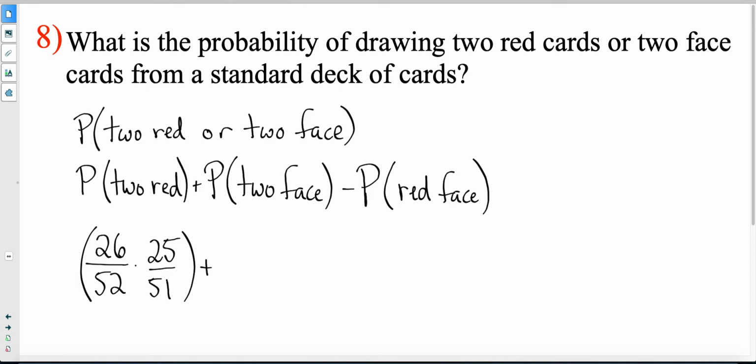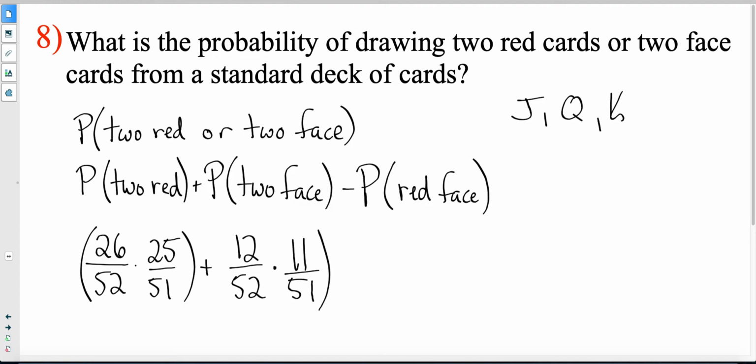The second probability, face cards. Well, that's Jack, Queen, and King, right? There's 4 of those for each of the 4 suits. So that means there's 12. So 12 out of 52 cards times 11 out of 51 cards.